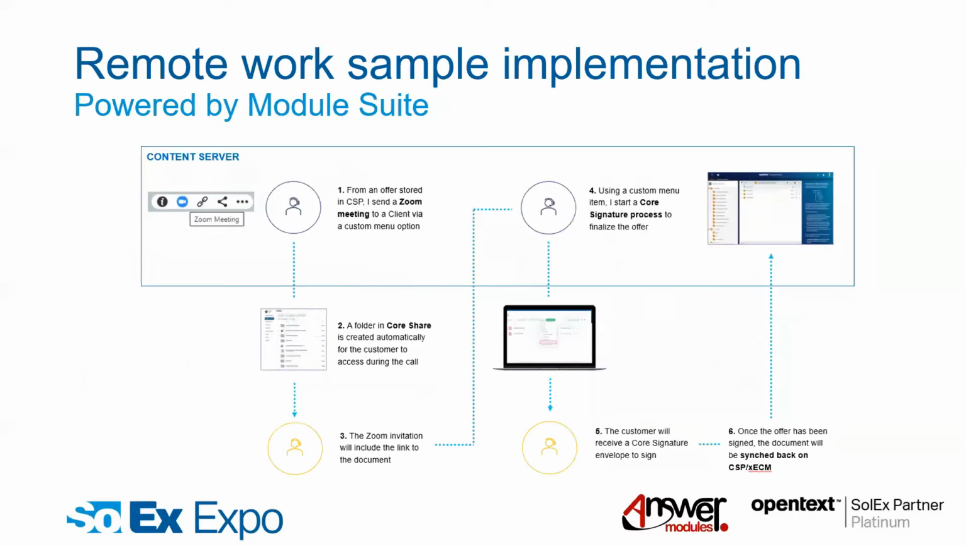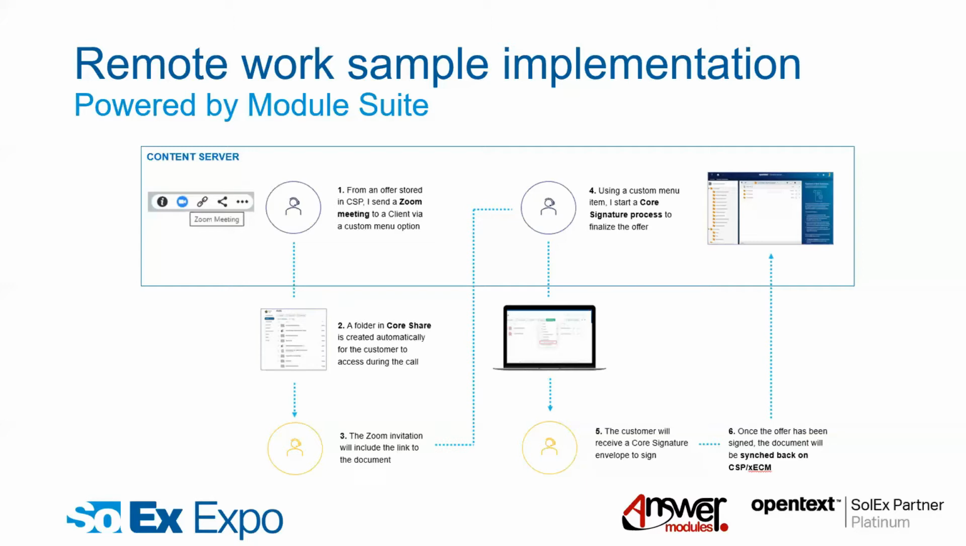So to give you a more concrete idea of what exactly this means, I've prepared a hypothetical scenario in which 4 distinct tools are utilized by the line of business to discuss and finalize a contract 100% remotely. The 4 tools in question are Content Suite, Zoom, CoreShare, and CoreSignature. So let's say I need to discuss a document or a contract with my customer. Normally, I would need to set up a Zoom meeting and send the document by email.